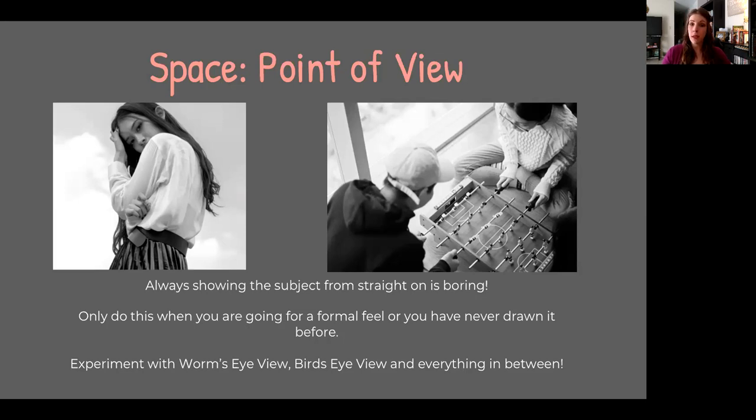So things like worm's eye view, where you're looking from the worm's perspective up at your subject, or the bird's eye view where you're above your subject looking down. Those are much more interesting. And here's two photographs illustrating those two different points of view. There are also many different variations of those, but just moving around the subject and showing us different angles is going to be more interesting.